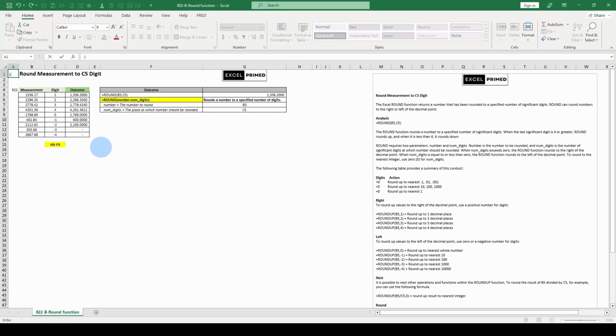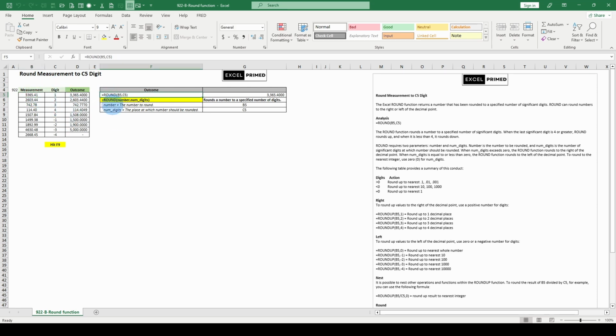We have the round function. The Excel round function returns a number that has been rounded to a specified number of significant digits. Round numbers to the right or the left of the decimal point. Here's what's critical. See this number? 1336.17. Now, again, we hit F9, that's going to change, but the key thing here is that decimal point. What are we doing? We're going to round this based off of whatever digit number we want.